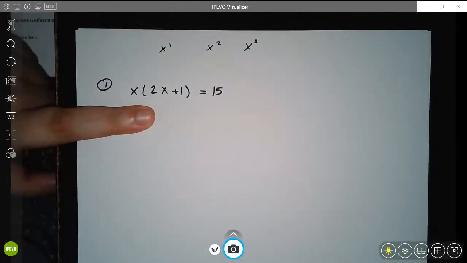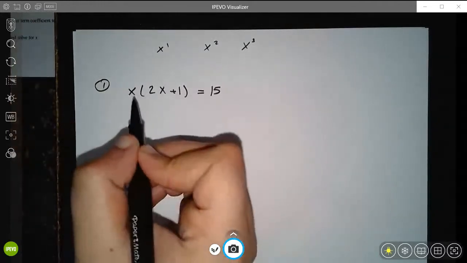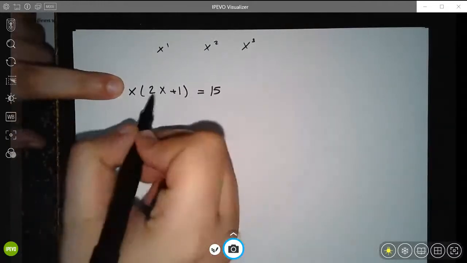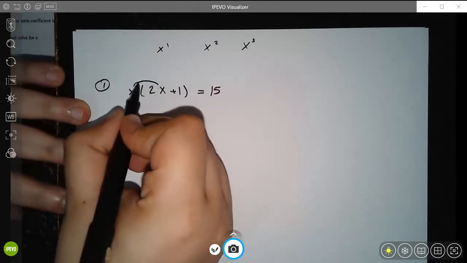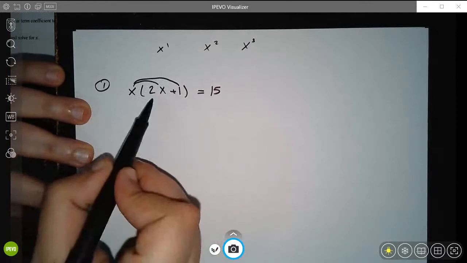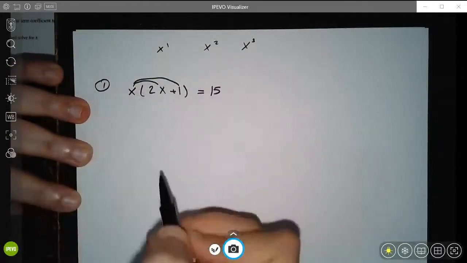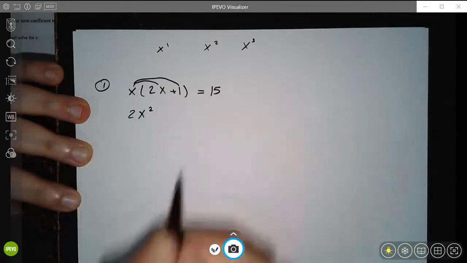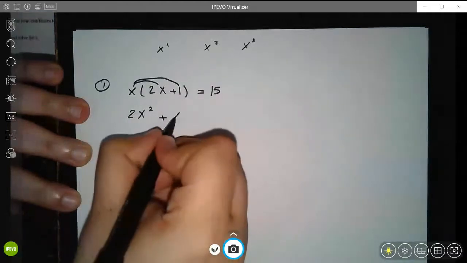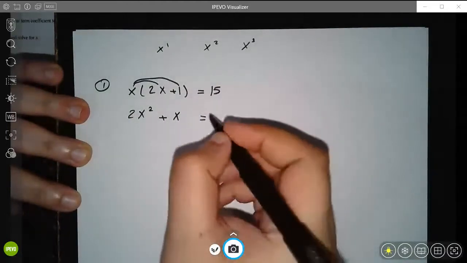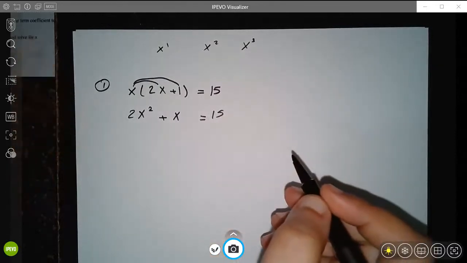To get rid of this, I'm going to multiply this x, just like any other number. This just happens to be a number you don't know. So I'm going to multiply this x into the pair of parentheses. When you do that, you end up multiplying the x by 2x, and that's where you get the power. Make sense? If I multiply x times 2x, you get 2x squared. And x times 1 is just x. So now the equation is 2x squared plus x equals 15. So now we have a quadratic.